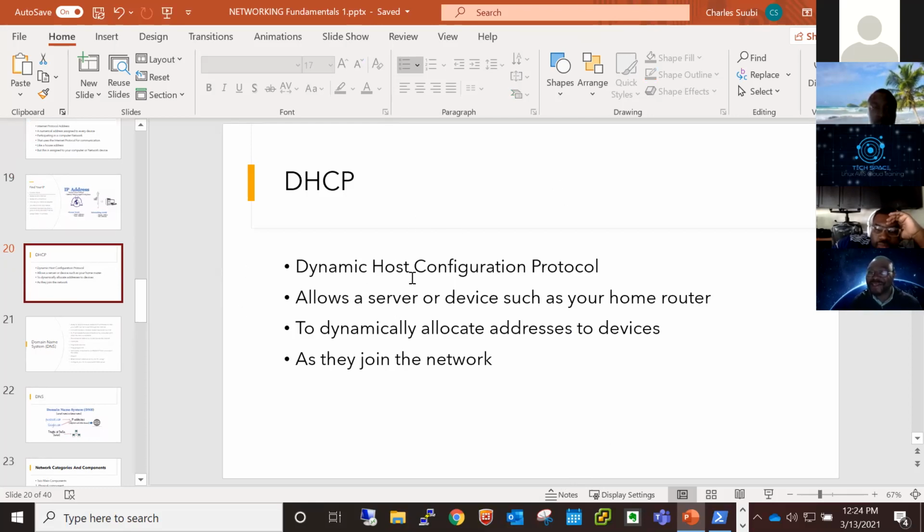Guys, you're trying to trick me. Listen, he asked, what is DHCP? You said DHCP is a server. No, DHCP is not a server. It's Dynamic Host Configuration Protocol. And that protocol defines how a DHCP server will assign addresses dynamically to devices on a network.